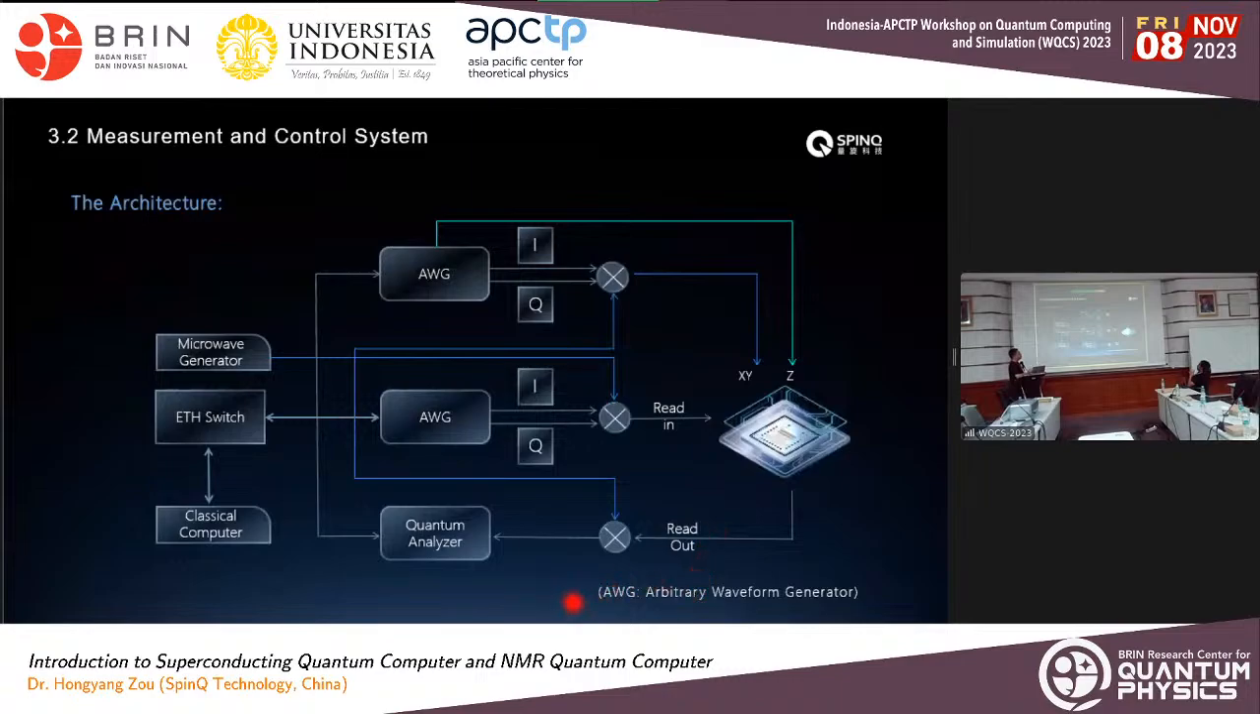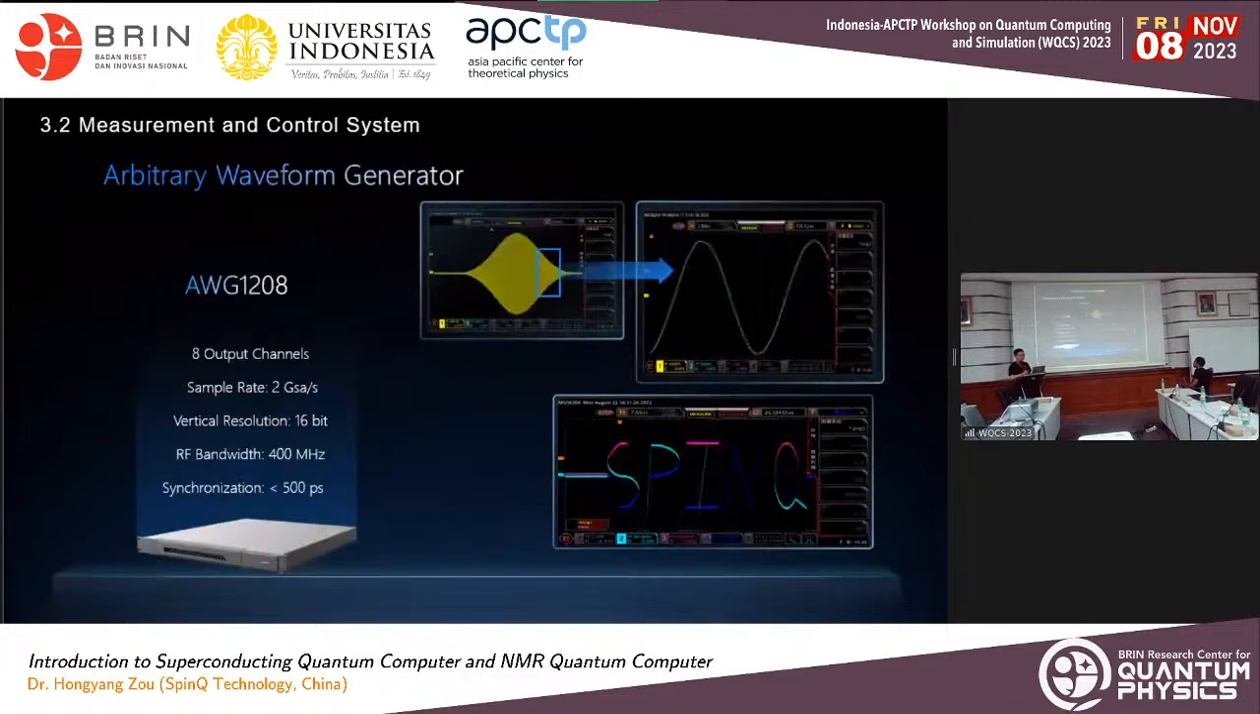Then we demodulate it to about 1 or 200 megahertz. Then the signal goes into our quantum analyzer. We analyze the result to get the result of the qubit. So we show it on our classical computer to communicate with the user. And now let's introduce some components of the measurement and control system.